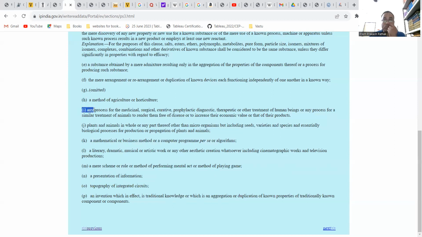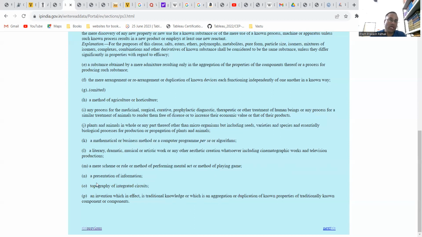So the basic idea is that you cannot go and stop a doctor from performing any surgical, curative, or diagnostic process by saying that, look, doctor, I have a patent on this topic. So this is the idea. Who is going to use the process of surgical or medicinal or curative? It is a doctor who is going to use that medicinal, surgical, curative, diagnostic or therapeutic process. And therefore, a patent is not allowed to stop a doctor from performing his task.